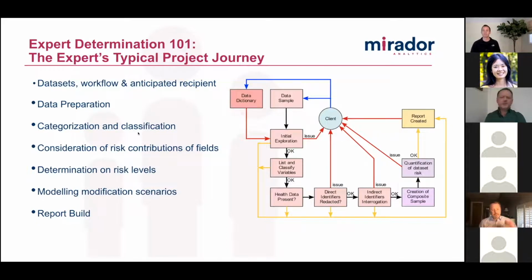So for those unfamiliar with expert determination, I wanted to describe the way it typically progresses from our standpoint. This may help you as you interact with experts who are going to carry out this process for you. So a key part for us is to understand the data and the context around it. Who is the anticipated recipient? Who's actually going to receive this data? What is the use case?